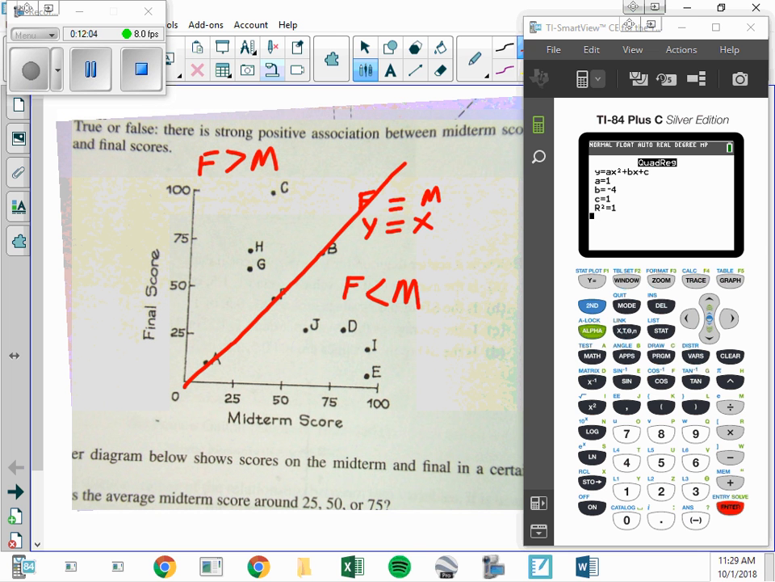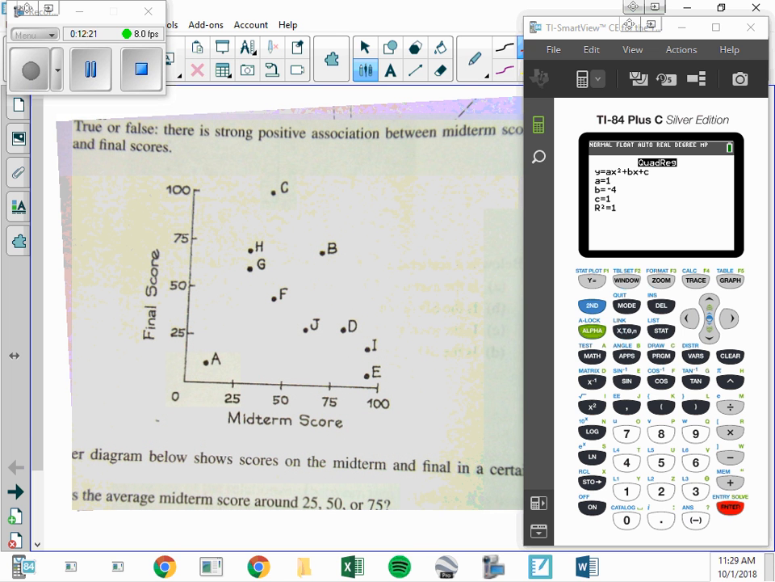C, was the average score on the final 25, 50, or 75? Average on the final. So average on the final, I need to create a horizontal line that puts the weighted average in the middle. Is this graph football shaped? No, it's not, because we kind of have this.